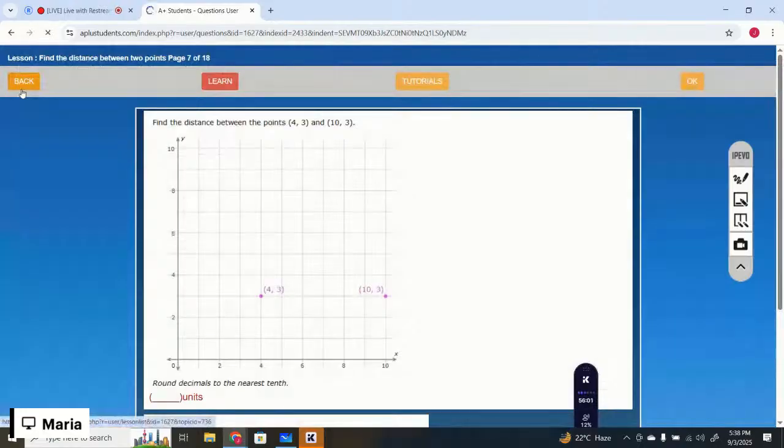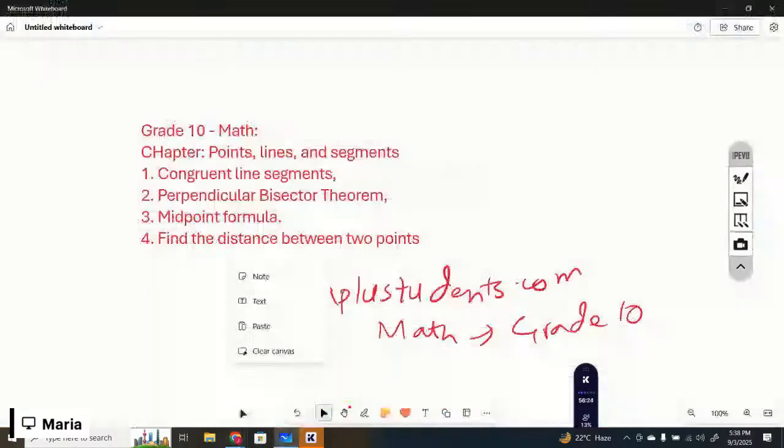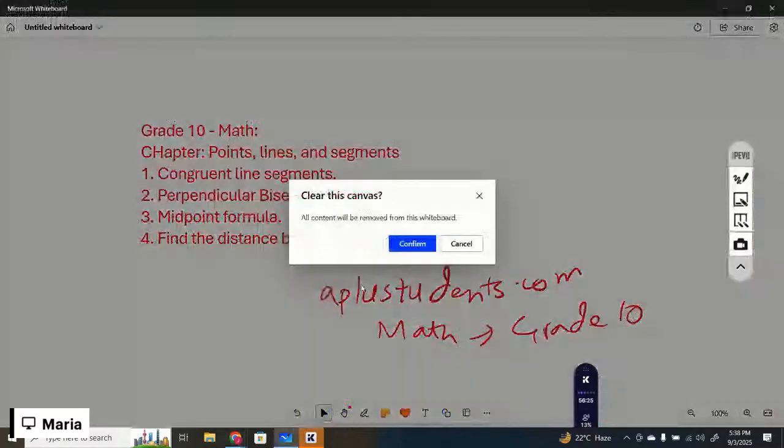So we were working on grade 10 math. The chapter we were working on is points, lines and line segments. The lessons we have covered today are congruent line segments, midpoint formula, and find the distance between 2 points. So please make sure before the next session you complete all the practice questions for the lessons we just did. That is your homework until the next session.